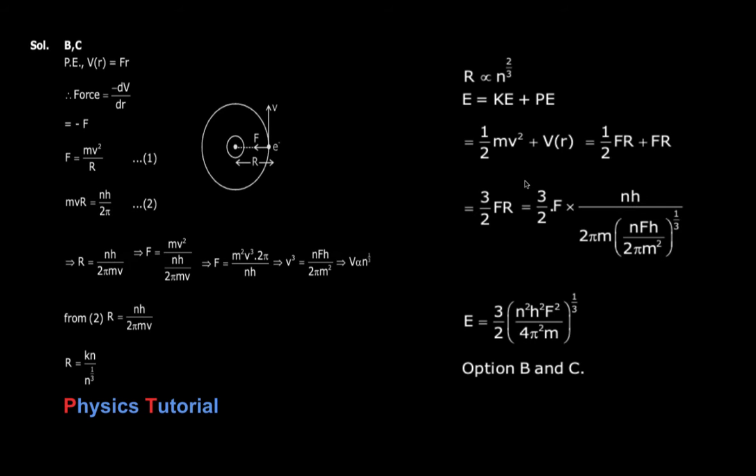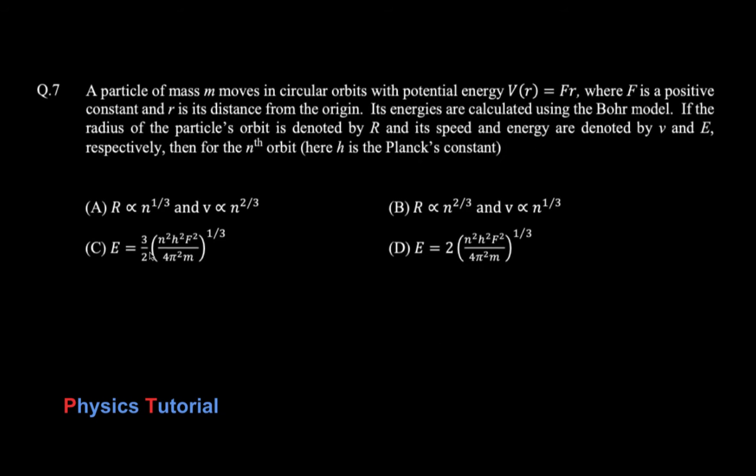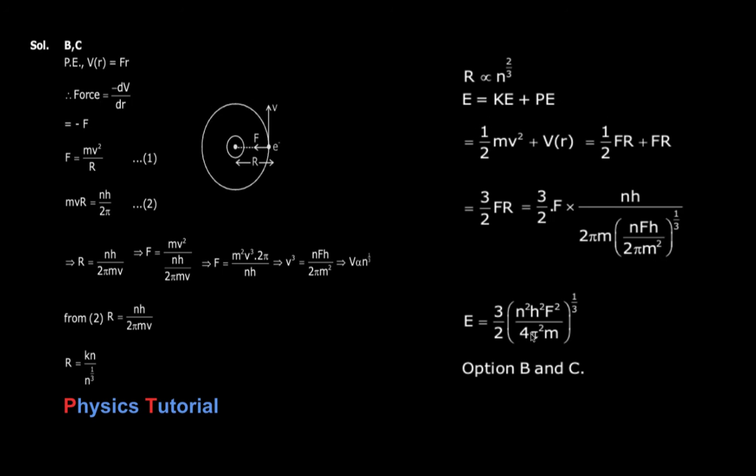So that is half of Fr plus Fr, that is 3 by 2 Fr on adding F, and what the r is nh upon 2 pi mv, and this is velocity. As velocity you have evaluated over here. So nfh upon 2 pi m square, and as power 1 by 3 you submit over here. And in this way you calculate the value of 3 by 2 n square h square f square upon 4 pi square m to the power 1 by 3. In this way, if you see here, C option is correct. Yes, C option is correct. So B and C are correct choices of question number 7.